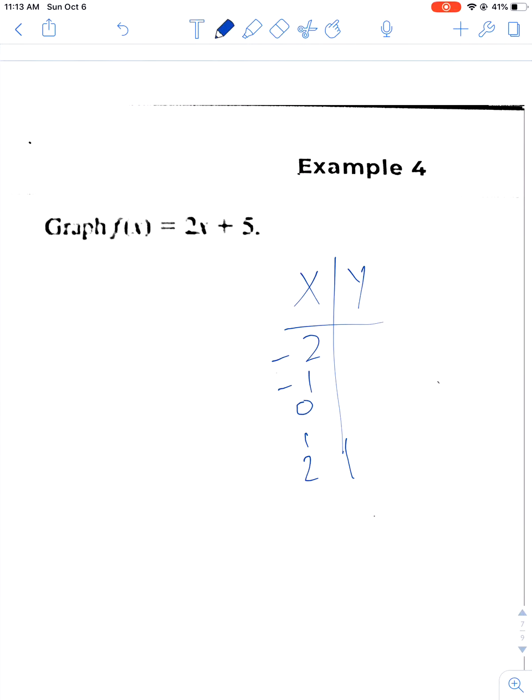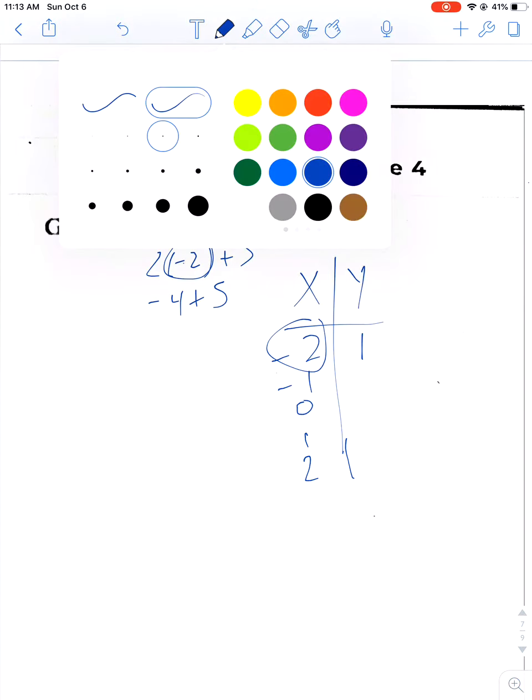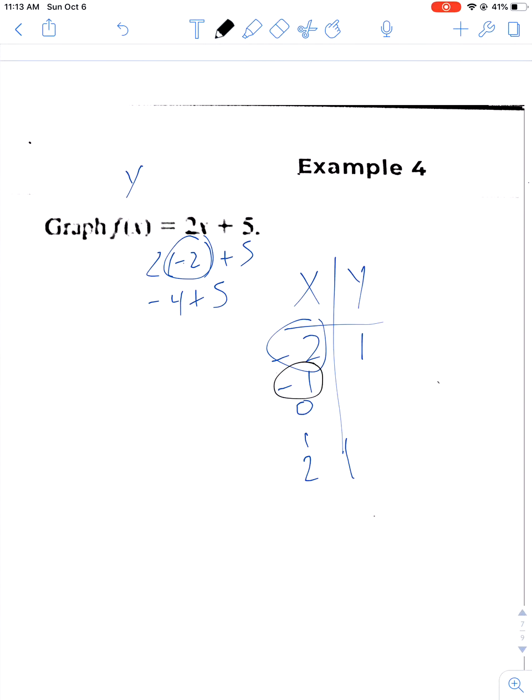And now I'm just plugging those in, because we know f of x can be rewritten as y. So I just plug in -2. Let's see, that's -4 plus 5, which is 1. So when I plugged in -2 for x, I got y as 1. How about if I plug in -1? Well, that's 2 times -1 plus 5. So that's -2 plus 5, which is 3. So when I plugged in -1 for x, I got 3.